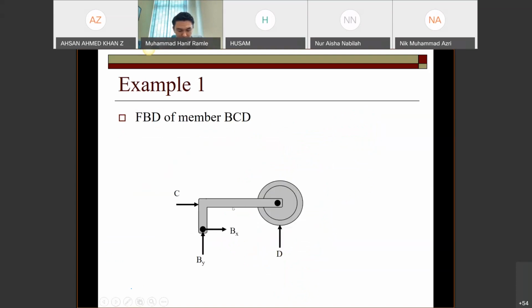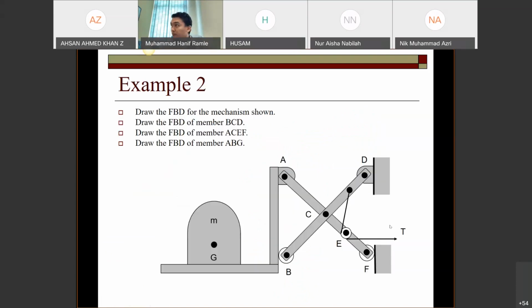Same goes for this slide. Okay, so far so good. Can we continue to the next example? Can we? Yes, doctor. Or maybe you want to end the class? Can or not? We continue with the next example. Can, doctor? Okay, okay.